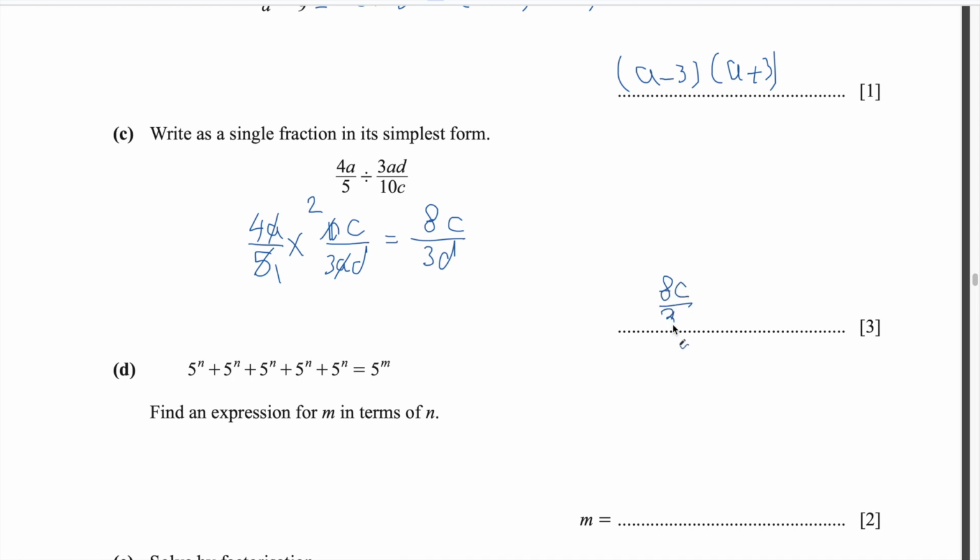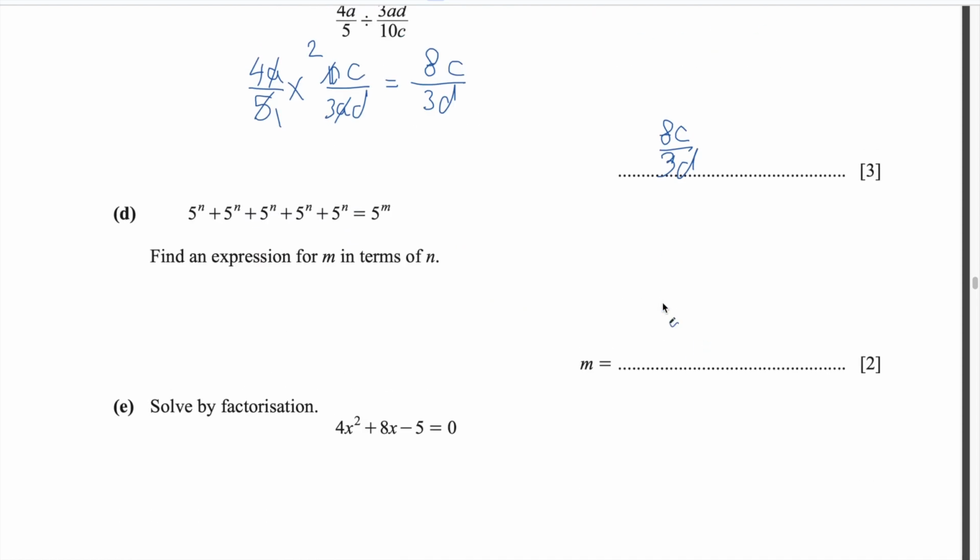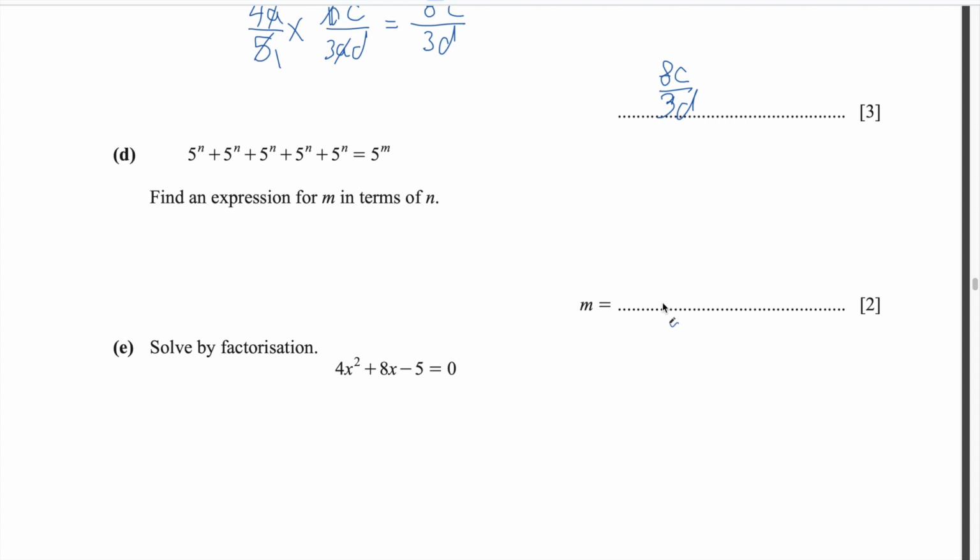8c over 3d. Now, next one, it says 5 to the power of n plus 5 to the power of n plus 5 to the power of n plus 5 to the power of n plus 5 to the power of n is equal to 5 to the power of m. It says write and find an expression for m in terms of n.